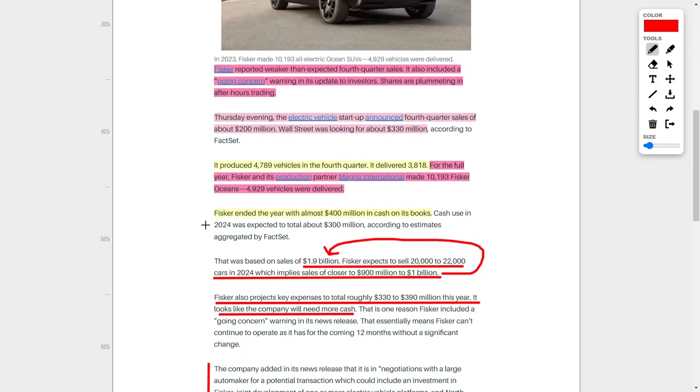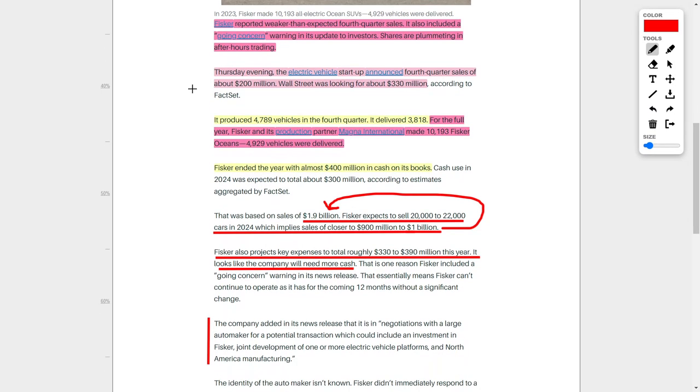Fisker reported weaker than expected fourth quarter sales, and they also said that they have going concerns, which really scared investors. This is why the share price of Fisker is plummeting during after hours trading. Let's start off talking about their fourth quarter sales.